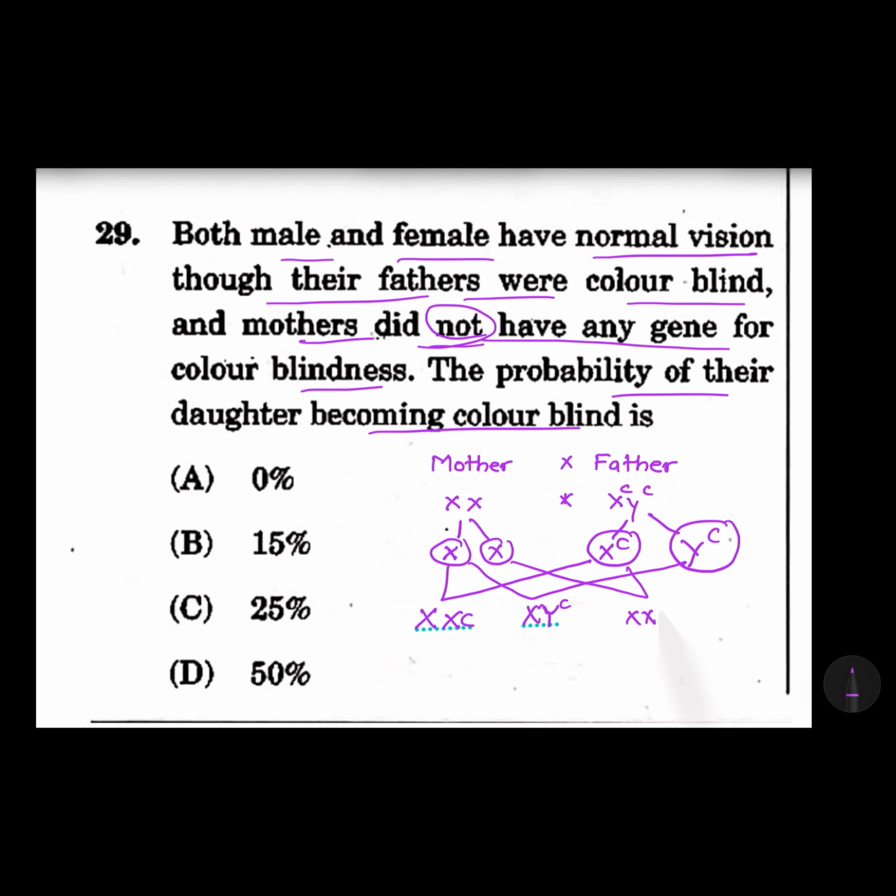So in the progenies, the females will be considered as carrier females, whereas the male will be colorblind. Here in the question they asked the probability of the daughter becoming colorblind. Here the daughters are carriers, so the answer will be 0%.